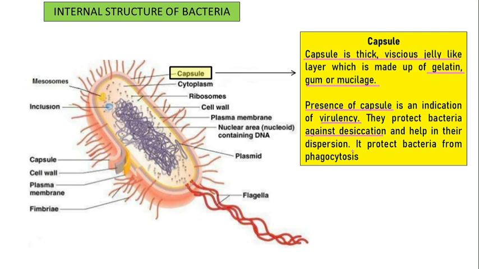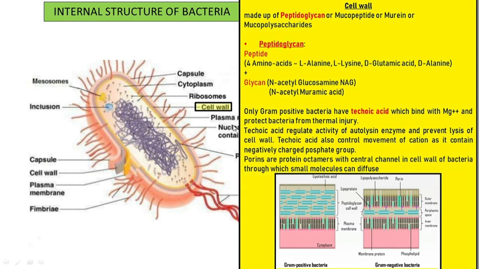and therefore bacteria can survive for a long period of time. It protects bacteria from phagocytosis. Nobody can consume bacteria in such case if a capsule is present. So it's like a protective layer. Now the next layer is the cell wall. Cell wall is again very important in bacteria because cell wall is the characteristic feature of bacteria or Monera kingdom. Cell wall is present in bacteria and in plants, but it's not present in animals.